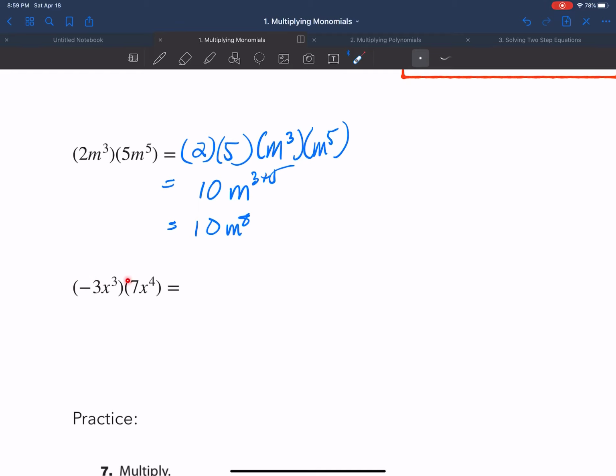Negative 3 times 7, number times number. Negative 3 times 7 is negative 21. Now we have x to the power 3 times x to the power 4. It's going to be x, because that's what the letter is. And I have 3 of them over here and 4 of them over here. So this 3 and this 4 added together make 7.